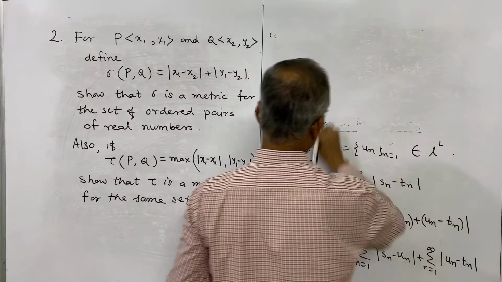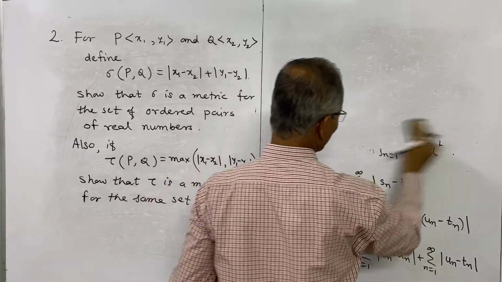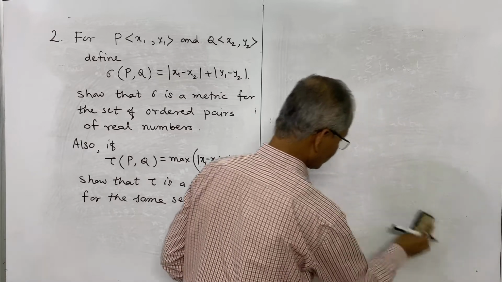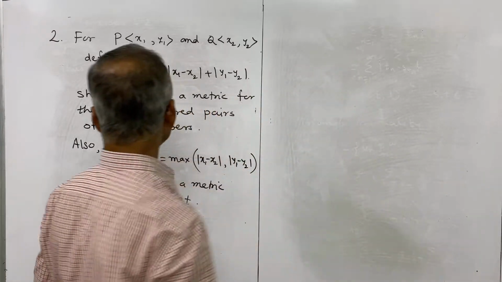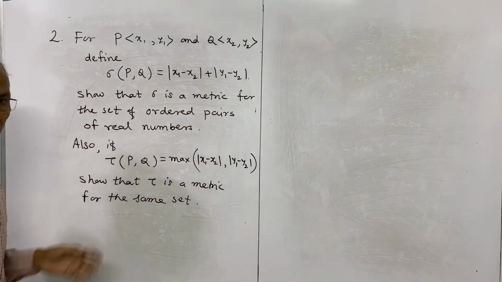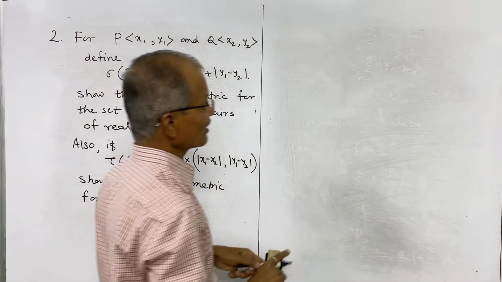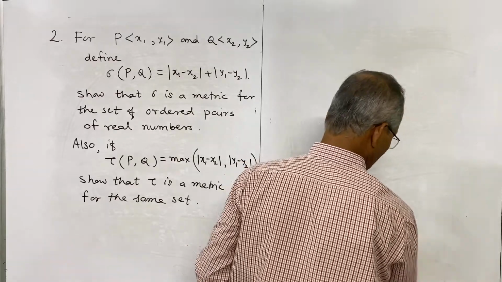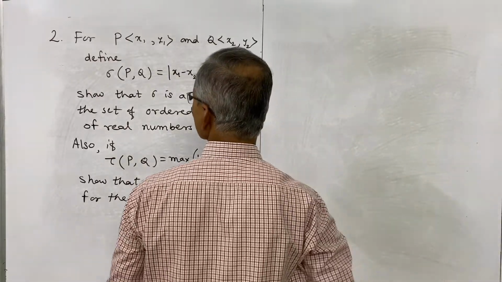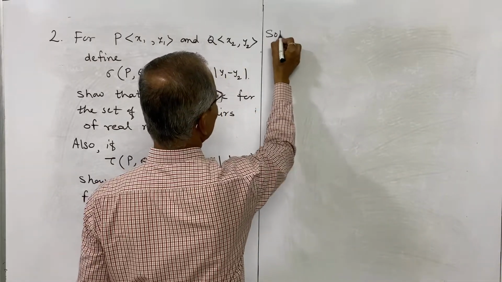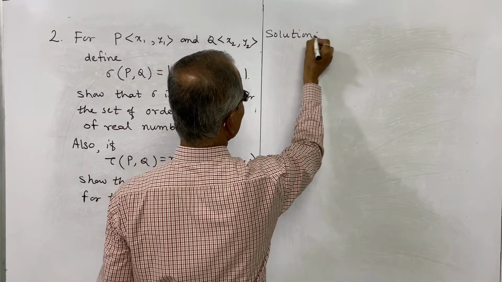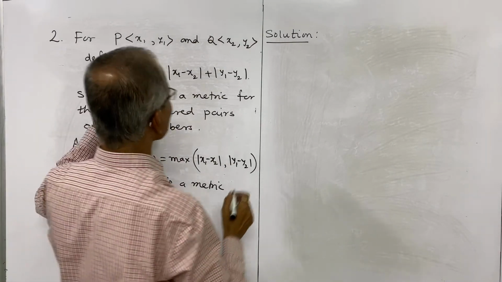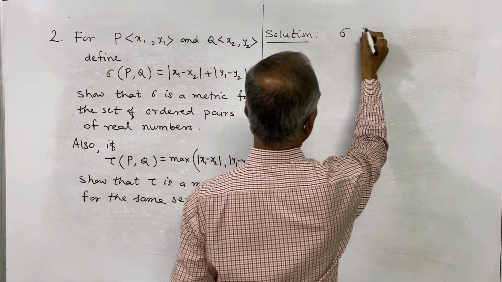We will solve it. First we will show sigma is a metric. A metric may be denoted by rho, sigma, tau. Greek letters are used here, or sometimes it is also denoted by D. So, the solution. First, sigma is a metric.